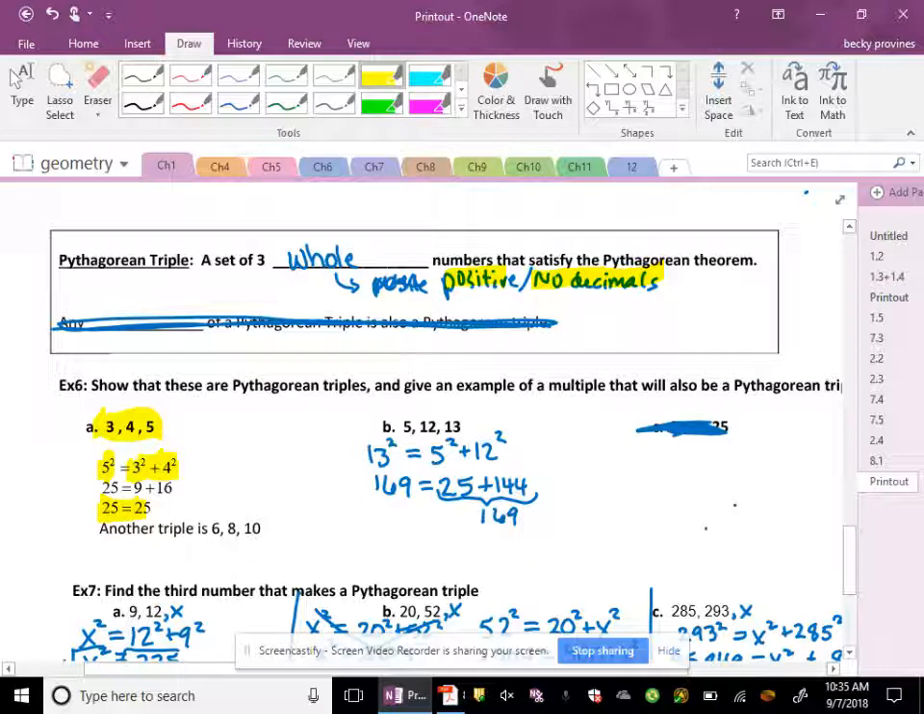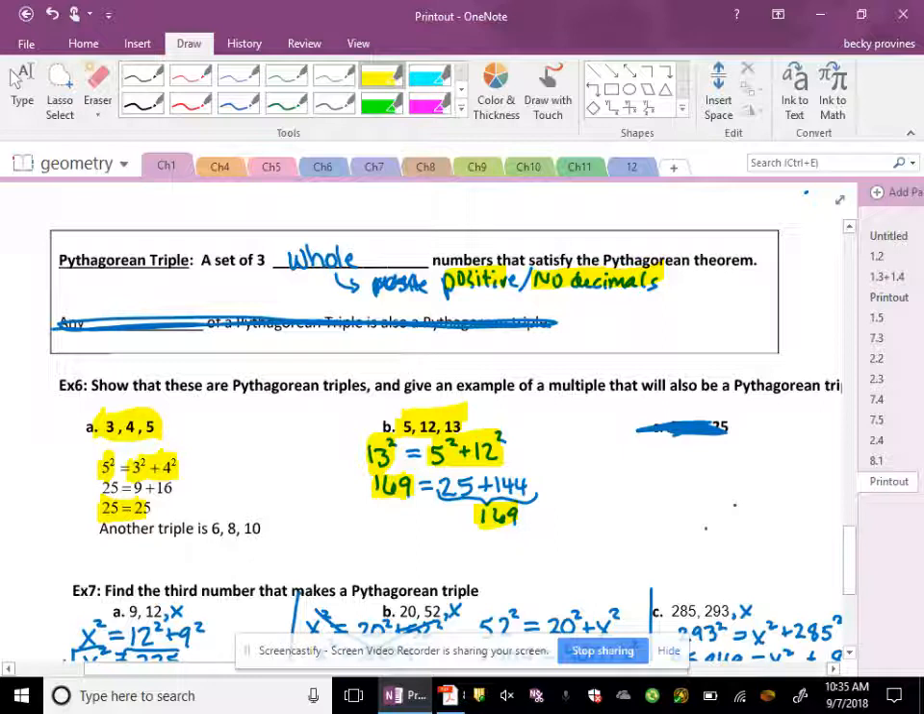Okay, so I'm just showing that this works. So my biggest side is my hypotenuse, the smaller sides are the legs. I work it out and I show that 169 equals 169. Pretty easy. And let's just cross off C.